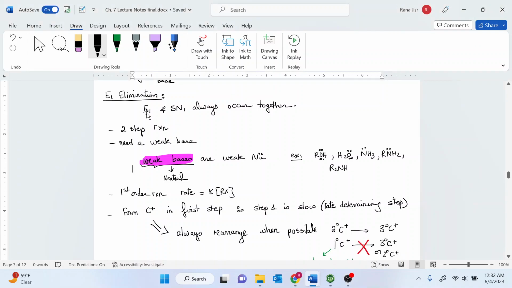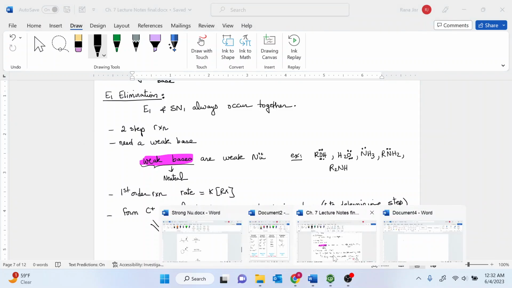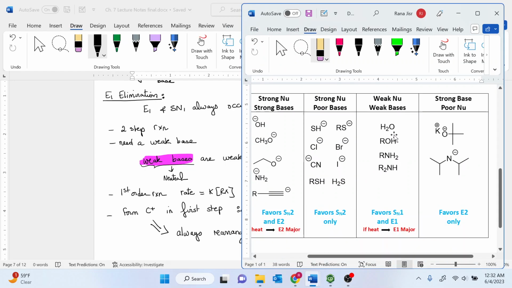E1 elimination happens simultaneously with SN1. It's a two-step reaction, and they do happen with weak bases. Now, weak bases are also weak nucleophiles, and these are all the neutral ones except the sulfur. So all oxygen and nitrogen bases, these are neutral bases, and those bases favor E1 and SN1.